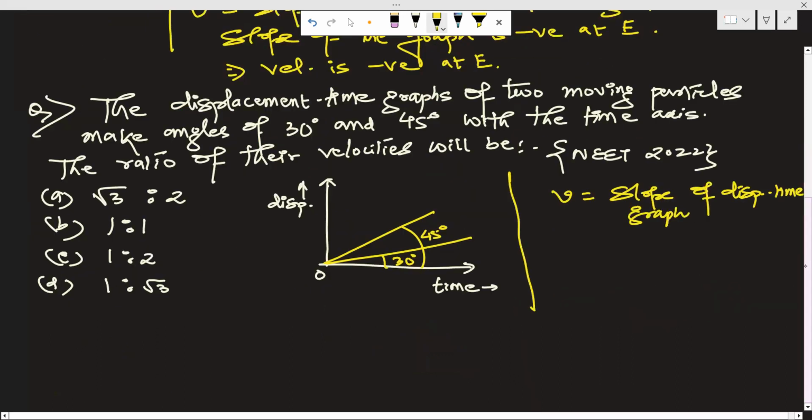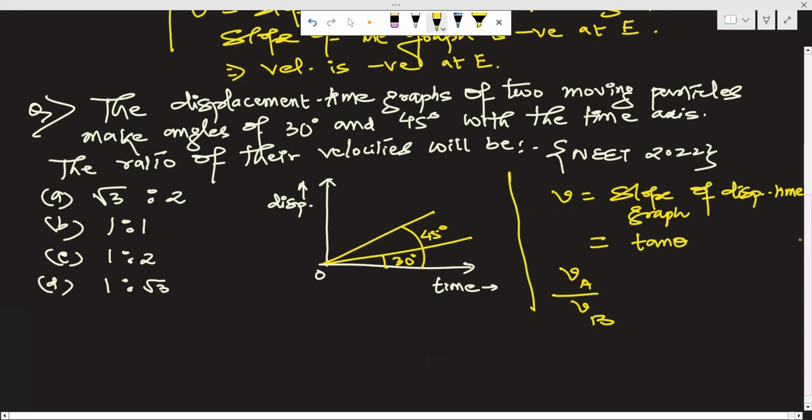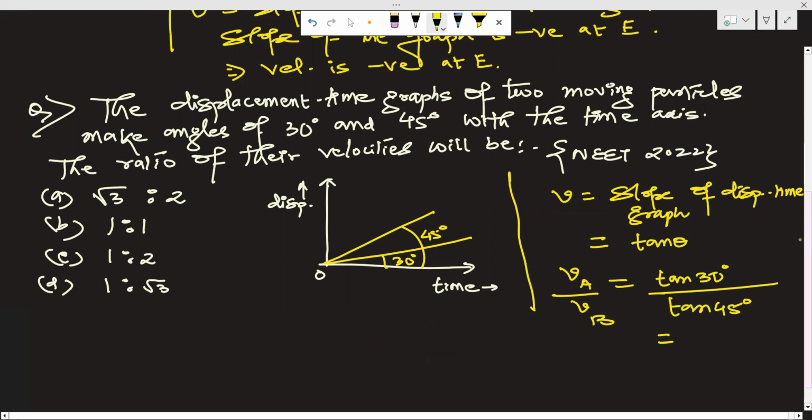ठीक है, एंड यू नो दैट फॉर अ स्ट्रेट लाइन, स्लोप मतलब क्या हुआ? tan ऑफ द एंगल मेड बाय द लाइन विद द एक्स एक्सिस. तो वी कैन से दैट वेलोसिटी का रेशियो विल बी इक्वल टू tan ऑफ 30 डिग्री divided by tan of 45 degree. So tan 30 is 1 by root 3 and tan 45 is 1. So the answer will be 1 is to root 3. That is option number D. Is that clear?